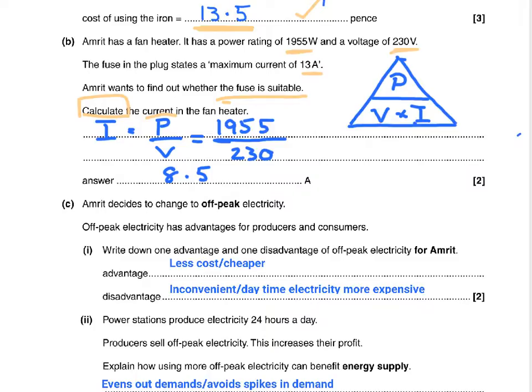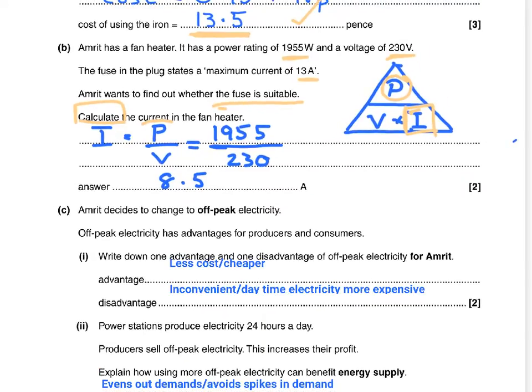So we want here the equation from page 2 that tells us power is equal to voltage times current, but we want to find the current in this particular one, so we need to change the subject. From my triangle I can see that current is equal to power divided by voltage. So here we have current is equal to power divided by voltage, which is 1955 divided by 230. Here we don't have to convert the power to kilowatts, it can stay in as watts, and that gives us a value for the current of 8.5 amps. So we have 2 marks there.